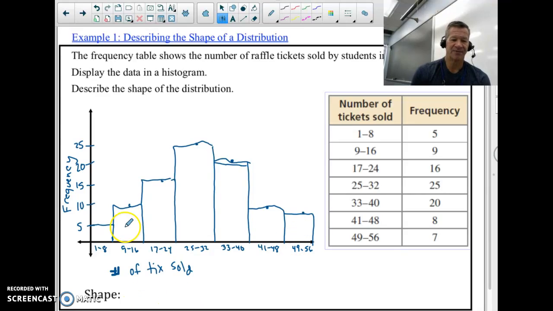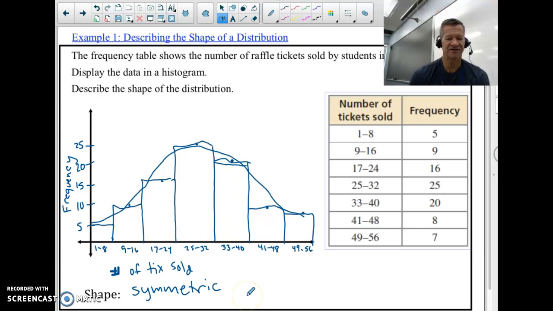Now, what is the shape of this histogram? Well, it comes up to the high point, and then it comes back down. There's a little bit more data on the right than there is on the left, but most of the data is in this middle range. So we would say the shape of this data is symmetric, because most of the data is in the middle. There isn't really a pronounced tail on either side. And there's example 1. Good luck.